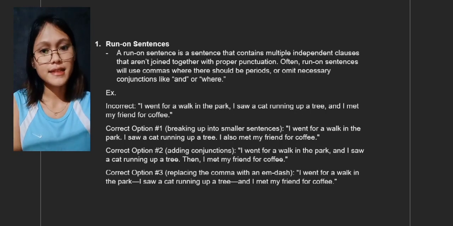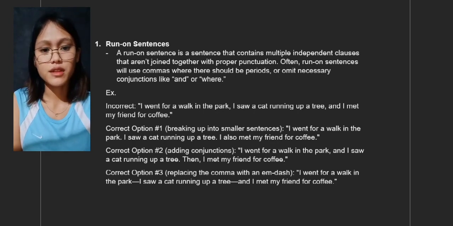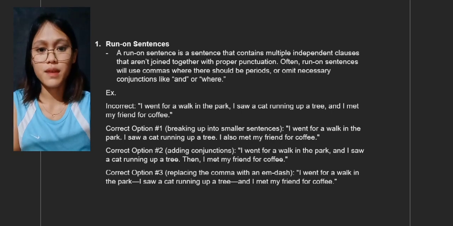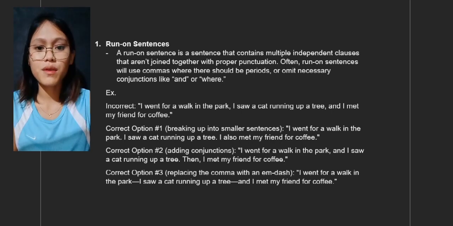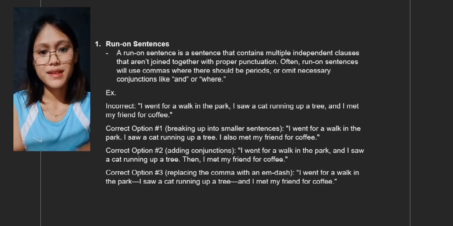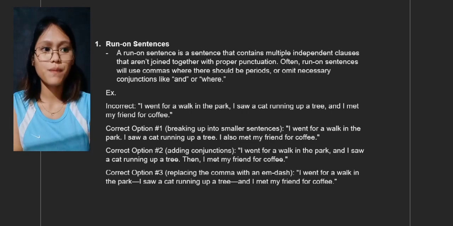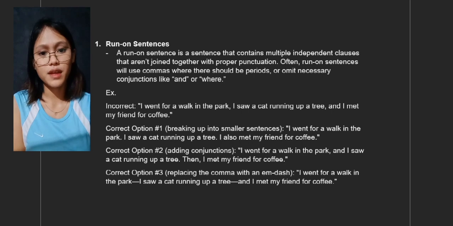It is a sentence that contains multiple independent clauses that are not joined with proper punctuation. It often uses commas instead of a period. It omits necessary conjunctions like "and" or "where". An example for this is: I went for a walk in the park, comma, I saw a cat running up a tree, comma, and I met my friend for coffee.